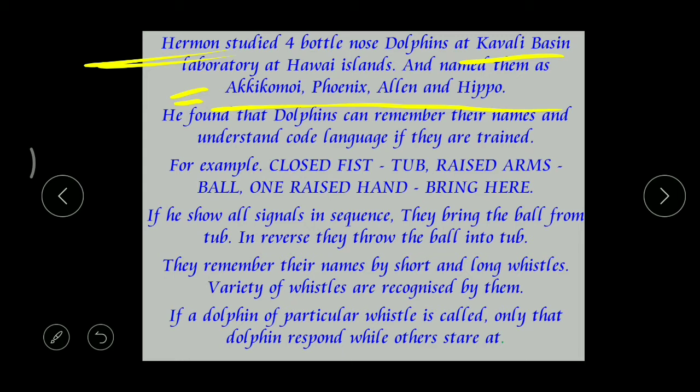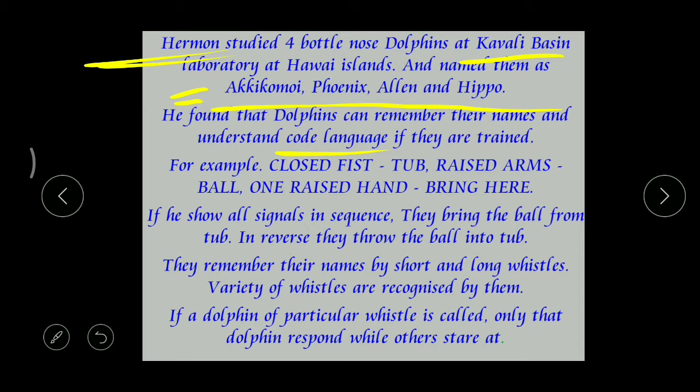Code language means, by giving some signals, we are able to communicate. Have you seen deaf and dumb people? Even though they are not able to listen and speak, they are able to communicate with each other, better than normal people. By showing some signals, they communicate with each other. What do you call that? That is code language. In the same way, even these animals are able to understand this code language better when they are trained.